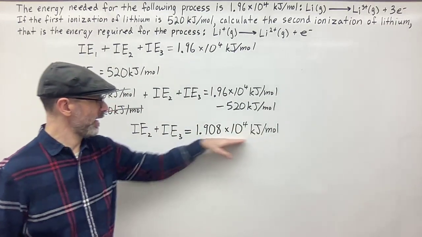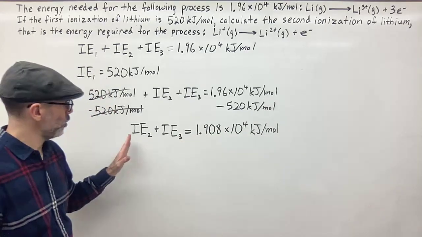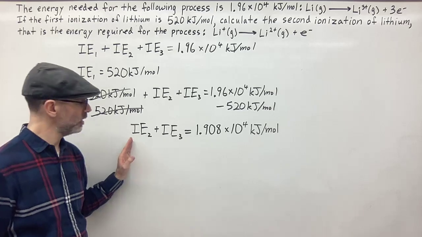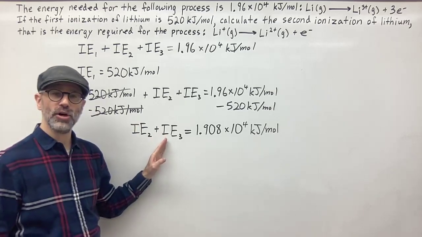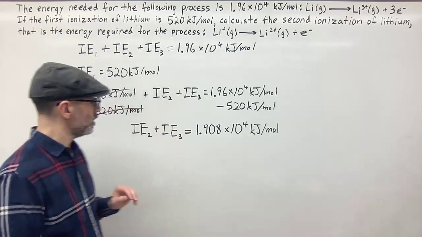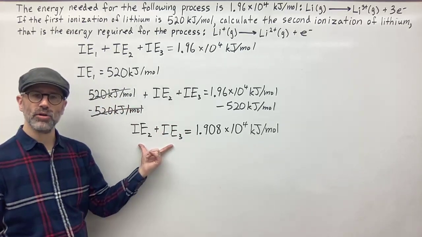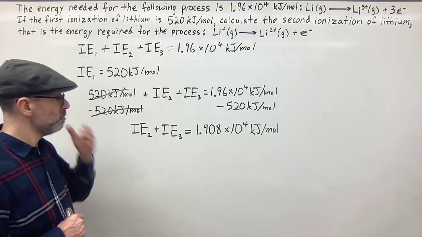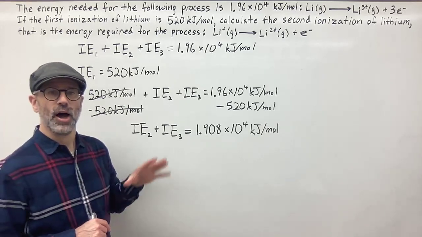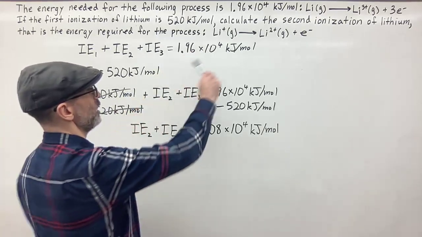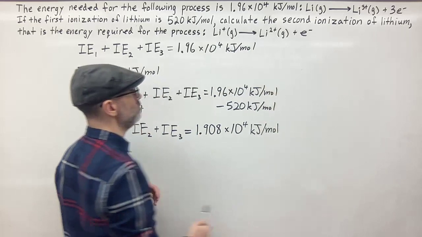So now that I have this, I know that IE2, the second ionization energy, plus the third ionization energy is going to be equal to this. So now I have these two unknowns. Well, what do I do? Here's where you have to kind of think about this part here. So we're given this process here.